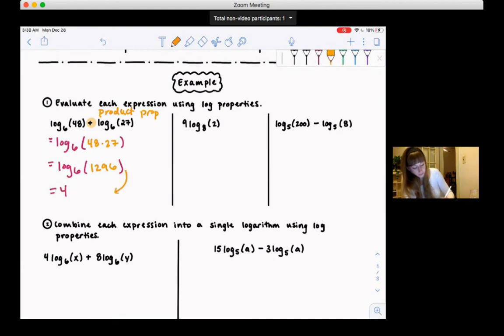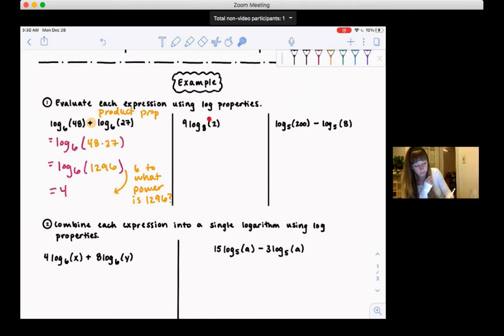To get from here to here, we said 6 to what power is 1,296. So here we had two numbers that weren't powers of 6, 48 and 27, so we couldn't evaluate these using our exponent chart. We were able to put them together into a single logarithm that we could evaluate with our exponent chart.